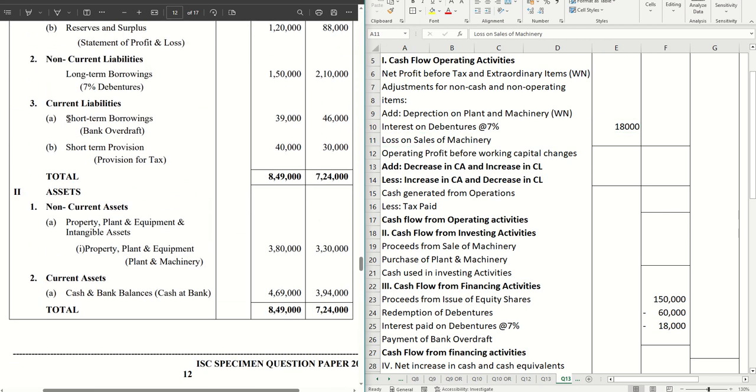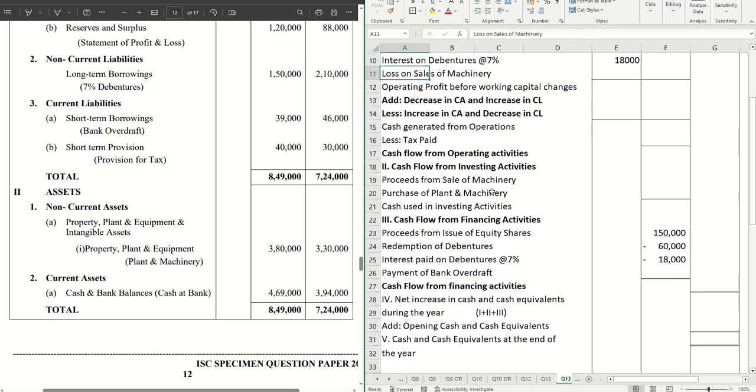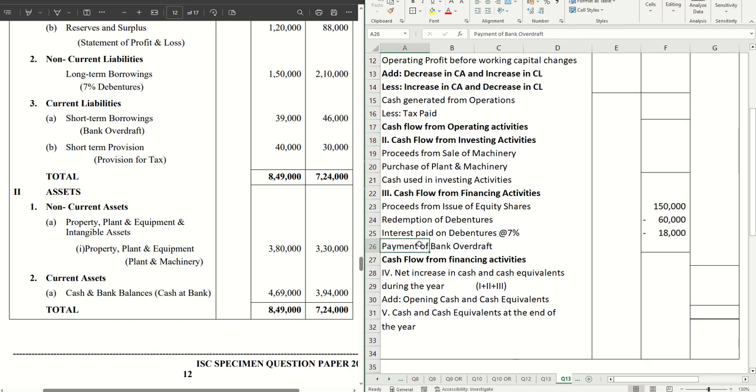Let's move on to the next item. We have short-term borrowings which comprise of bank overdraft, and there is a decrease in the value of bank overdraft. So that comes as a part of financing activities, payment of bank overdraft. This is also an outflow of 7,000.